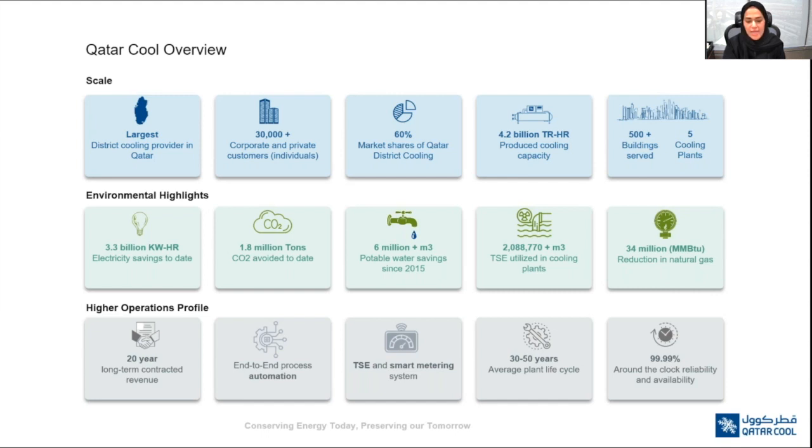Some environmental highlights: our electricity savings to date is 3.3 billion kilowatt hours. CO2 avoided to date is 1.8 million tons. Potable water savings since 2015 is more than 6 million cubic meters. We utilized more than 1 million cubic meters of TSE in cooling plants, and also achieved a reduction in natural gas of about 34 million MMBTU.